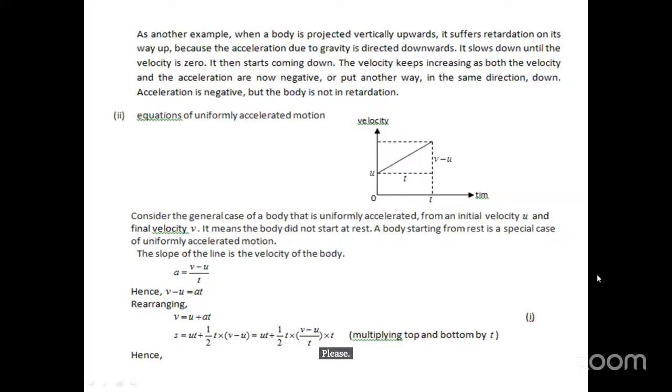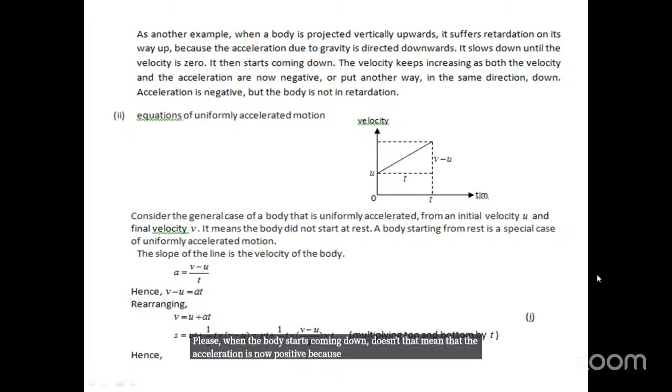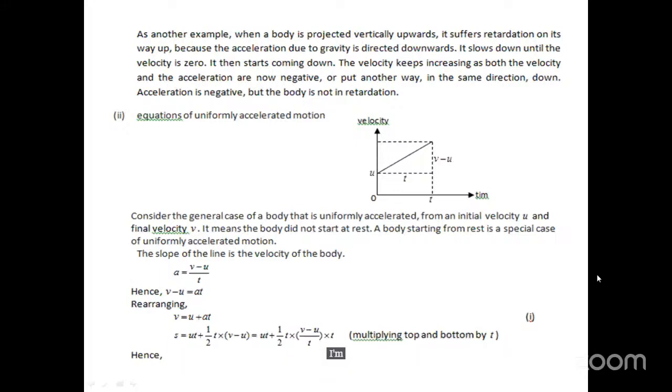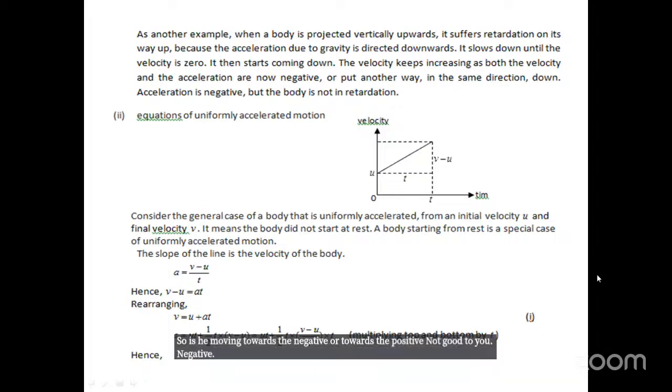Please, sir, when the body starts coming down, doesn't that mean that the acceleration is now positive because the body is directed downwards? Why is the acceleration still negative? Is it moving in the positive direction or negative direction? After the velocity is zero, is the body moving down or moving up? It is moving down, sir. So is it moving towards the negative or towards the positive? Negative direction.